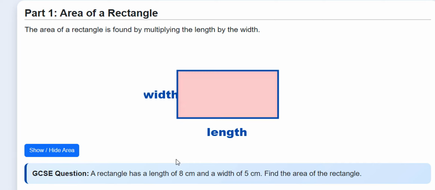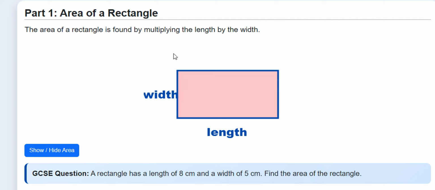Now, with that knowledge, the area of a rectangle is given by the length of that rectangle multiplied by the width, where the length is the longest side of the rectangle, and the width is the shortest side of the rectangle.